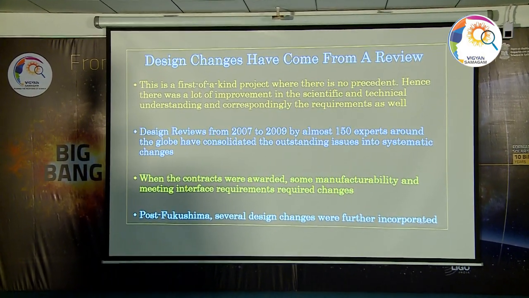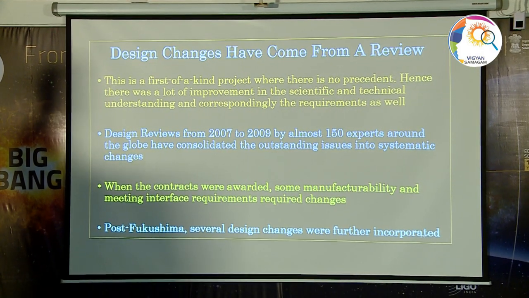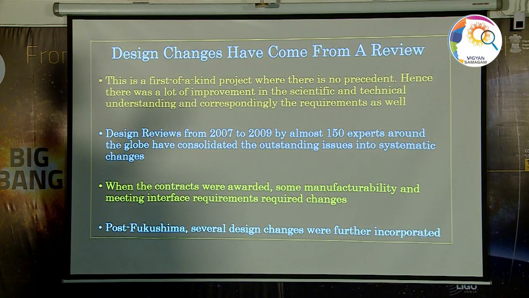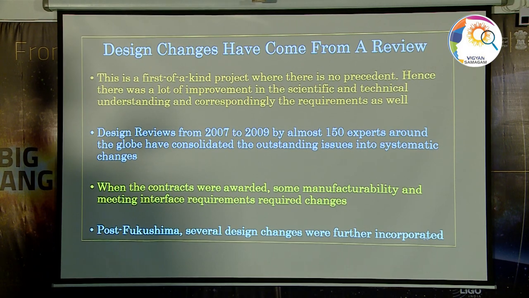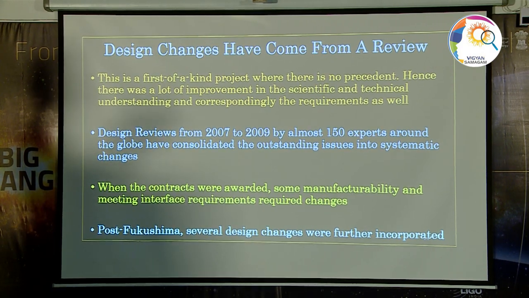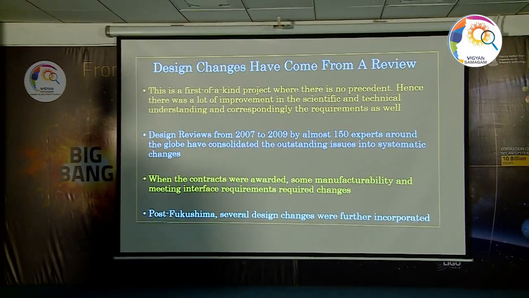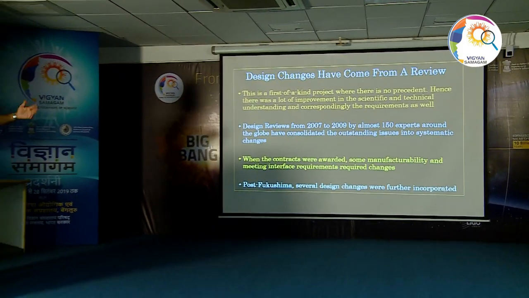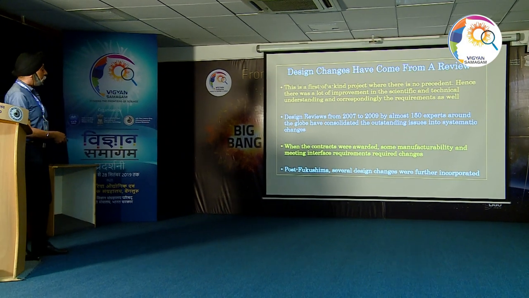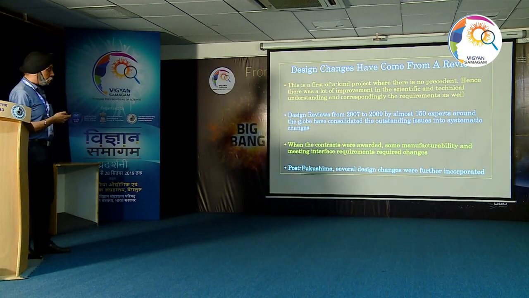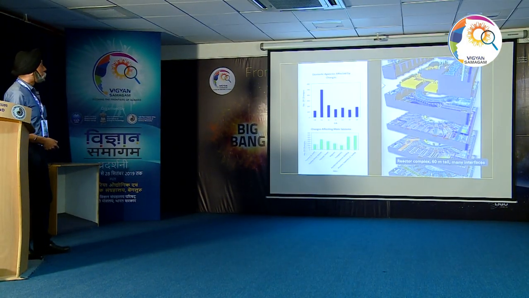Interface simply means that if, for example, I have this and this, the two need to interface to form this product. So if the interfaces are wrong, then I cannot assemble the product. This is what I mean by interfaces. Some of the interfaces had to be changed, and Fukushima helped bring in more safety regulations.